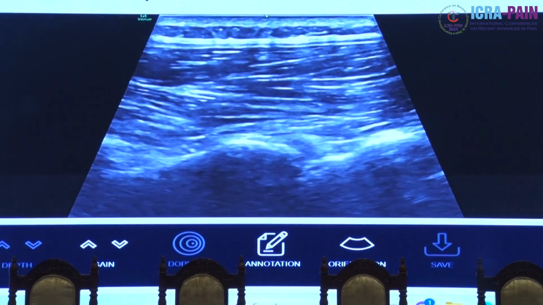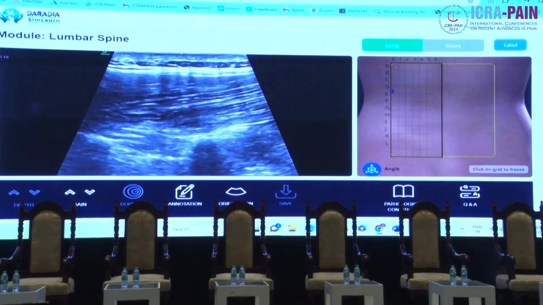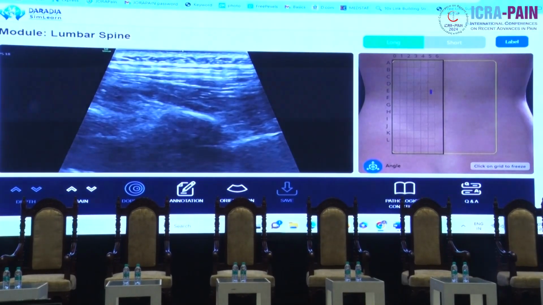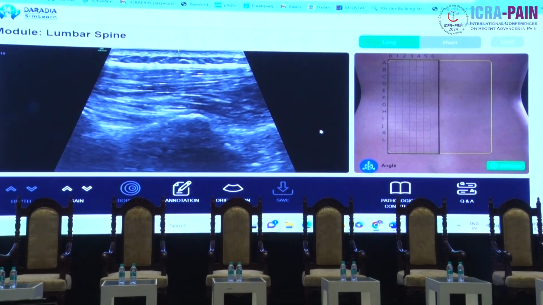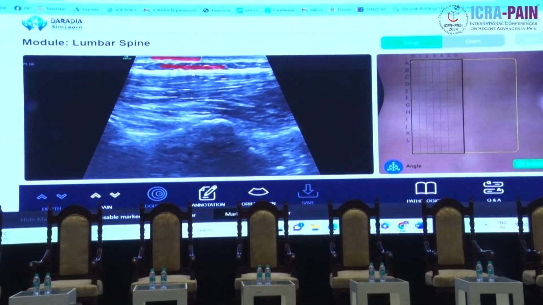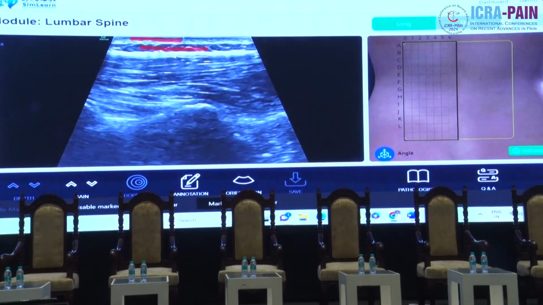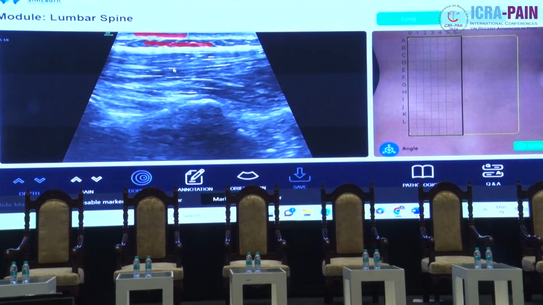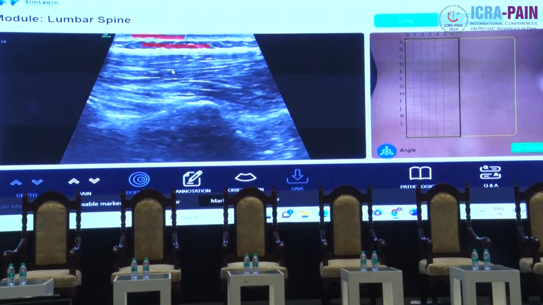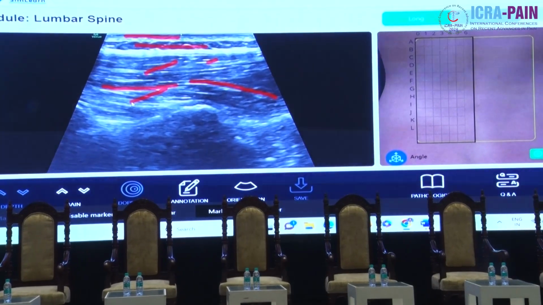Now let me freeze it. Okay, let me freeze it here. We cannot see the latissimus dorsi muscle now because we are more medial. What is this layer? Posterior layer of thoracolumbar fascia. After this, what is this muscle? Multifidus. Longissimus is the very thin muscle above, and the muscle below it is your multifidus.